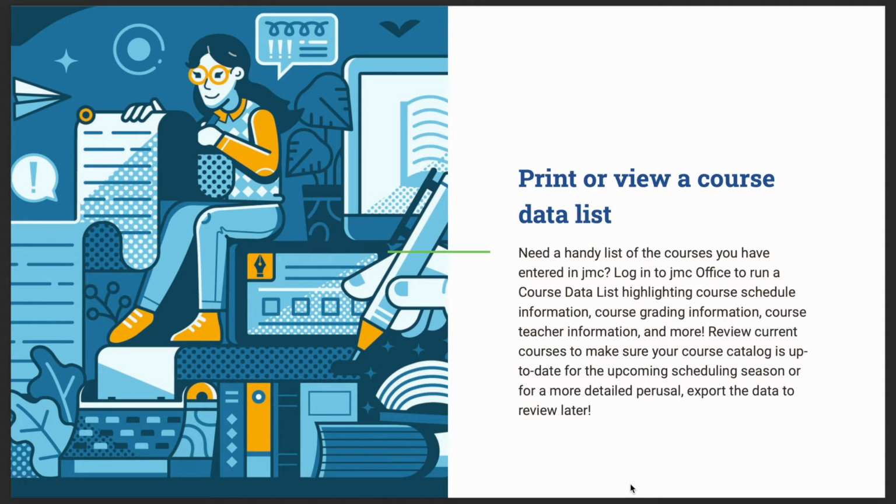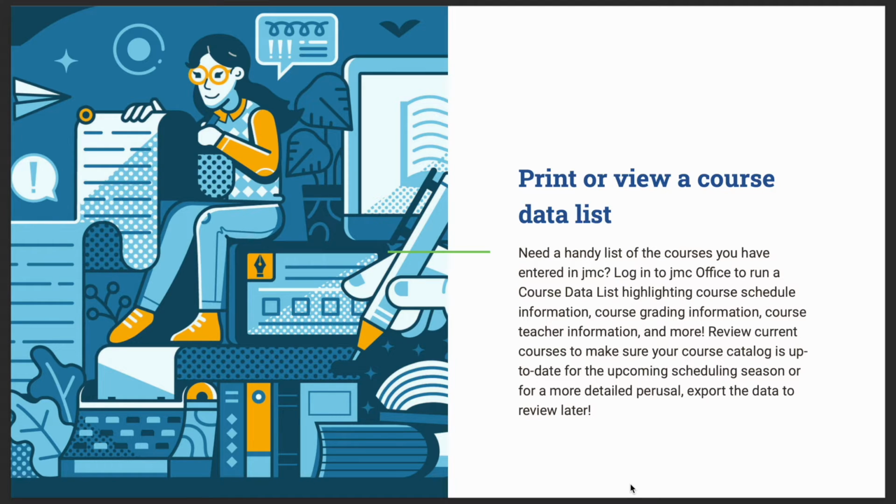So need a handy list of the courses you have entered in JMC. Log into JMC Office and run a course data list highlighting course schedule information, course grading information, course teacher information, and more. Review current courses to make sure your course catalog is up to date for the upcoming scheduling season, or for more detailed perusal, export the data to review later.